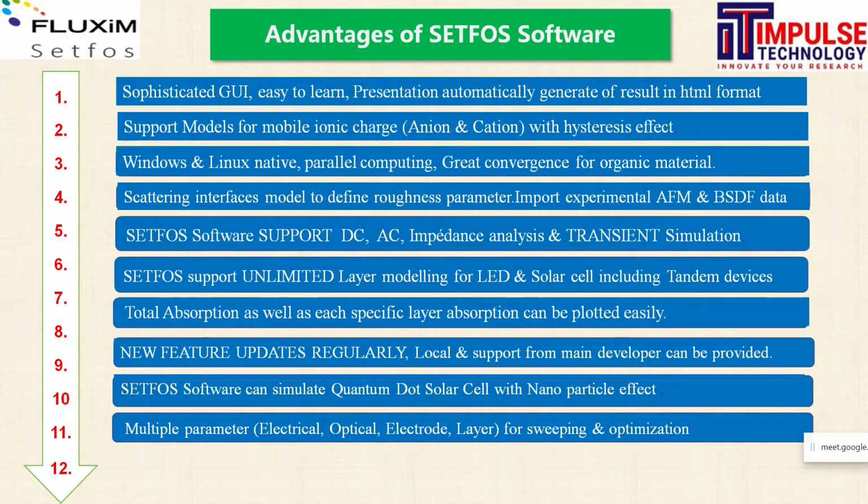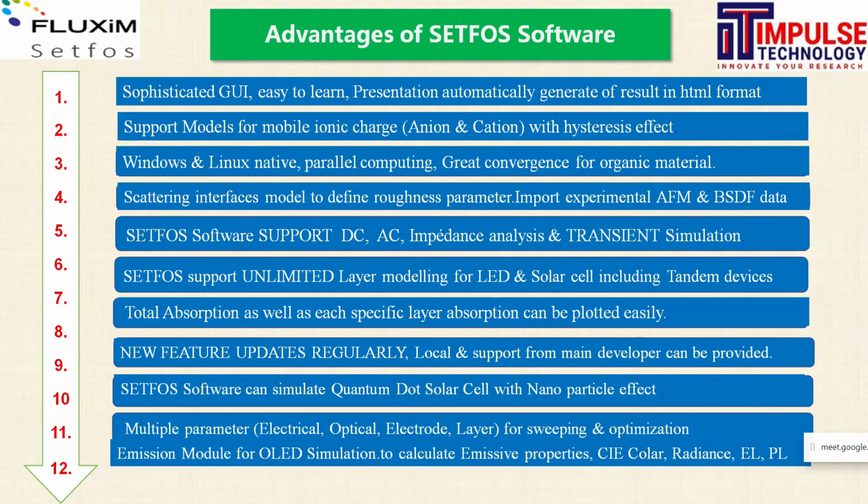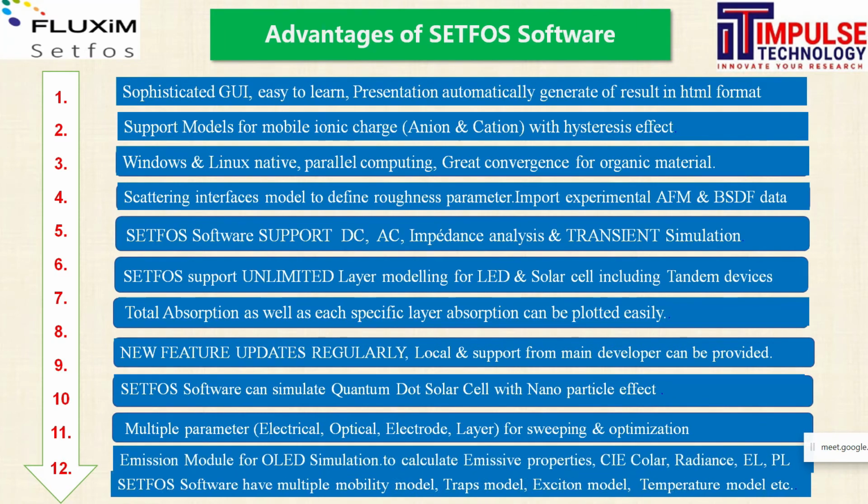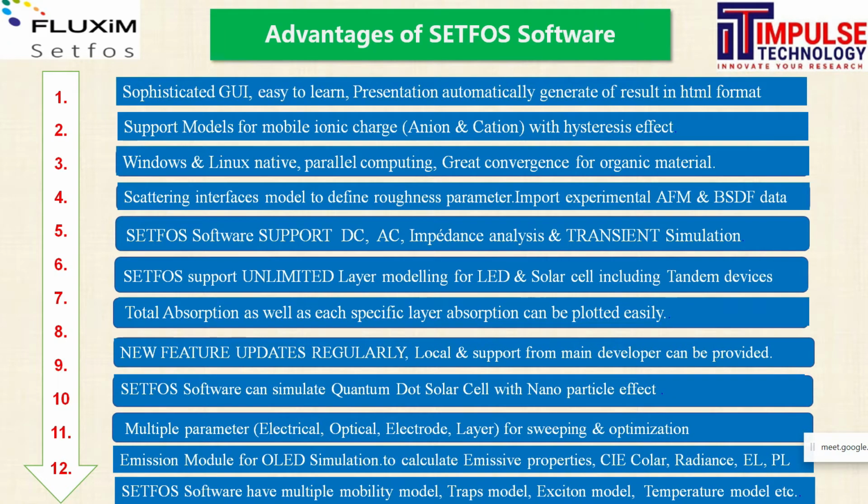So if you want to sweep electrical parameters, optical parameters, electrode parameters, work functions, wavelength, voltage, current, temperature, ions, electron mobility, hole mobility, doping, each parameter you can tune and define the range. The software will do the calculations automatically on all steps of the range. It also supports the emission module for OLED simulations to calculate emission properties, CIE color diagram, gradients, electroluminescence, photoluminescence, and mobility models. TREFS models, exciton model, temperature, and many more models are there.